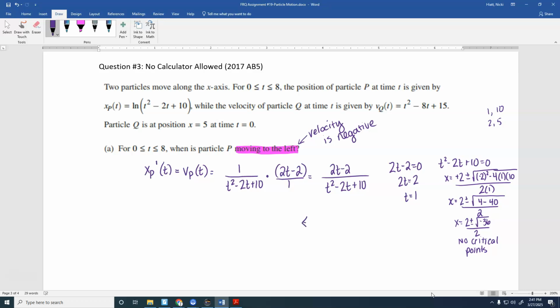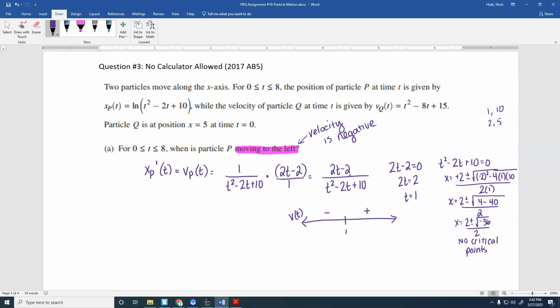So if I do a sign line for v of t, what we're going to find is the denominator is always going to be positive, like 1 squared minus 2 plus 10 is going to be a positive number. The denominator is just always positive, so it really does not affect anything. So I'm really just looking at the numerator. I don't want to plug in 1, 1 is just going to give me 0. I should plug in a number lower than 1, like 0, and 2 times 0 minus 2 would give me a negative number. And over here, if I plug in a number bigger than 1, like 2, I will get a positive number.